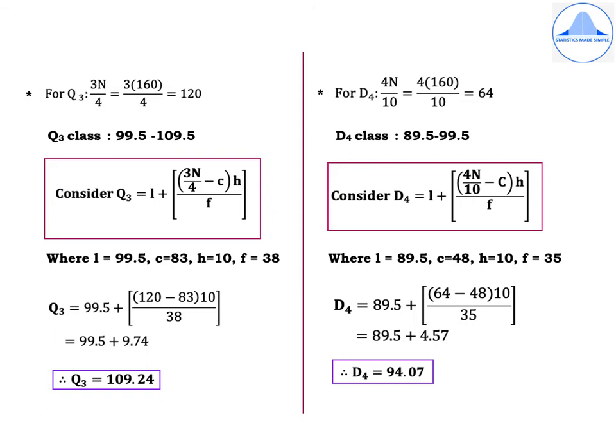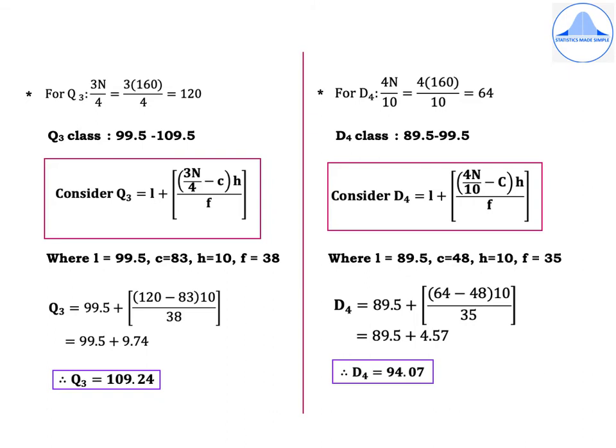The next subdivision, for D4, find out 4n by 10, which is 4 into 160 divided by 10, which is equal to 64. The value which is greater than 64 in the CF column is 83. Corresponding to it, you write greater than 4n by 10. So the D4 class is 89.5 to 99.5.